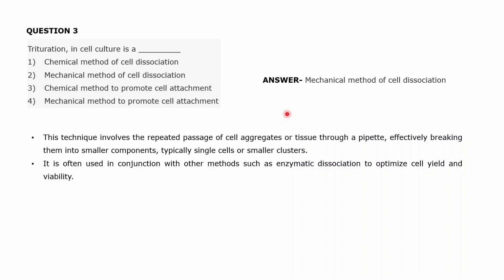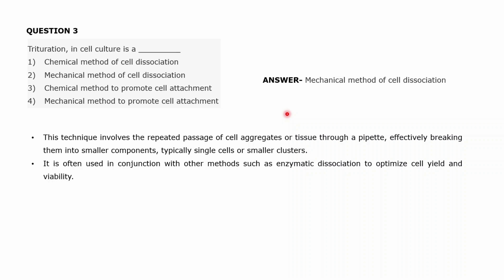The chances of cells getting ruptured over time are higher in this case. In the case of fetal brain tissue, trituration is preferred. In the case of adult brain tissue, which is more complex or aggregated in nature, we cannot do that.